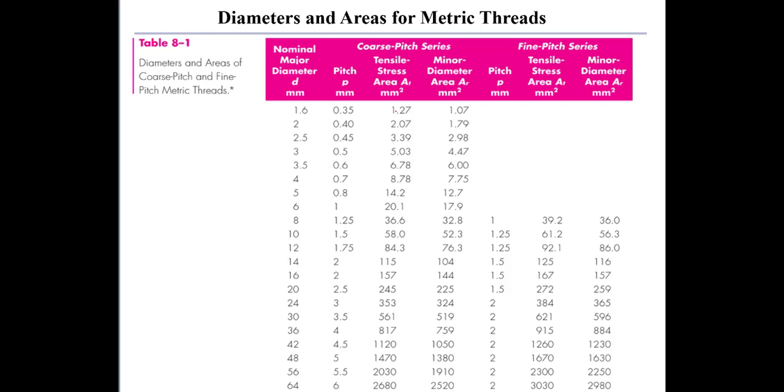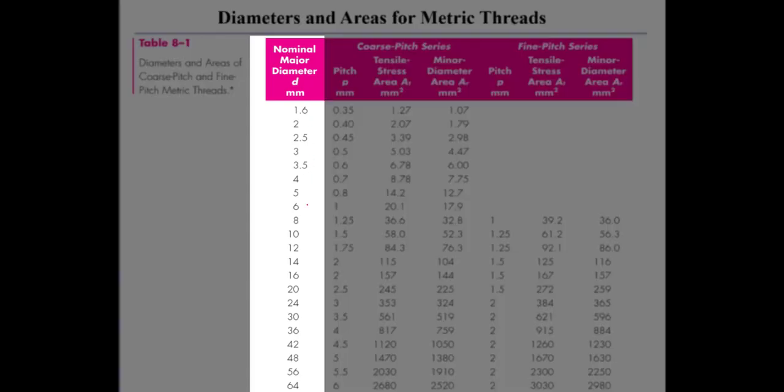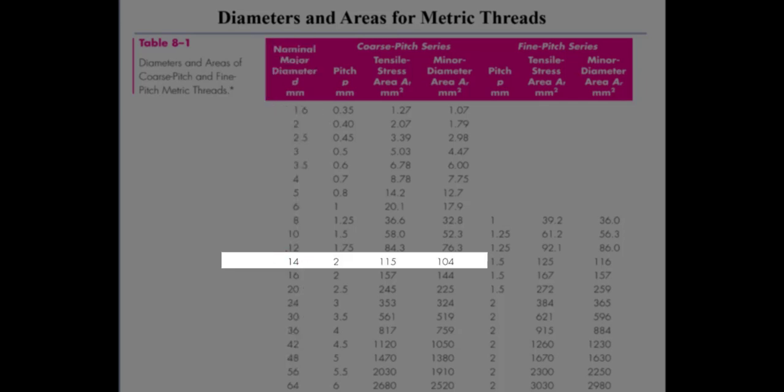You'll notice that in the M series, you specify the major diameter, D, in millimeters. So an M14 would be a metric 14 millimeter major diameter bolt. An M14-2 would have a pitch of 2 millimeters between adjacent threads on that M14 bolt. The tensile stress area is identified as 115 millimeters squared in this case.